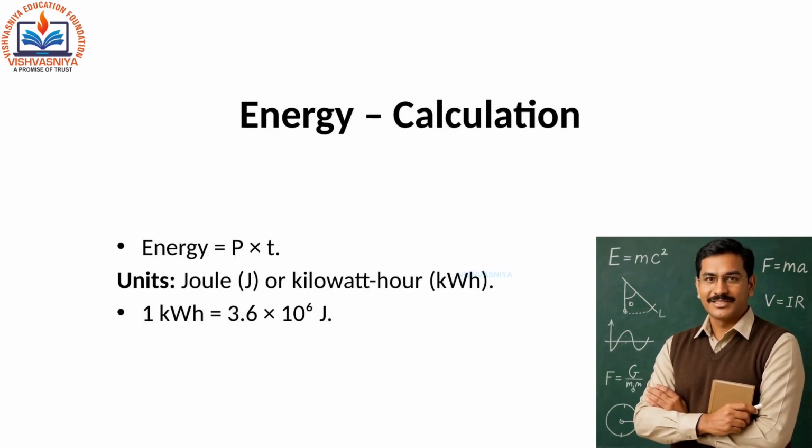Energy consumed is the total work done, given by E is equal to P times T. Its unit is joule, J, or kilowatt hour, kWh, where 1 kilowatt hour is equal to 3.6 times 10 to the power of 6 joules. Example, a 100 watt bulb used for 10 hours consumes 1 kilowatt hour of energy.